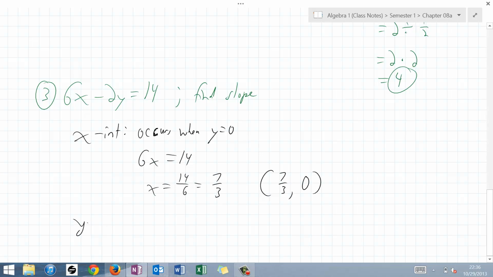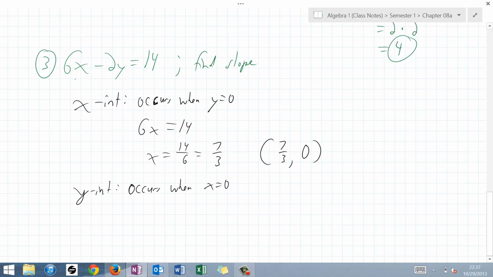Now for the y-intercept, this occurs when x equals 0. And so the 6x drops out, and I get -2y is equal to 14. Divide by the -2, and you get y is equal to -7. And the ordered pair is 0, comma, -7.